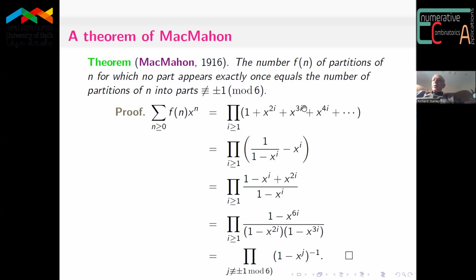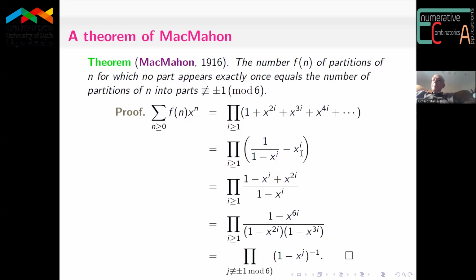For instance, if we choose this term x to the 3i, when we expand this product, that means that the part i appears 3 times. So we don't have an x to the i because no part is allowed to appear once. No part appears exactly once. Well, this sum is equal to 1 over 1 minus x to the i, but with the x to the i missing.